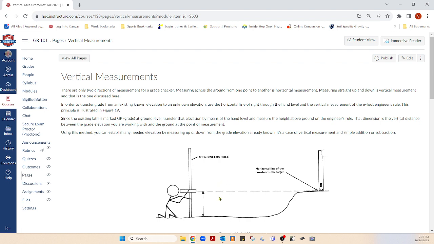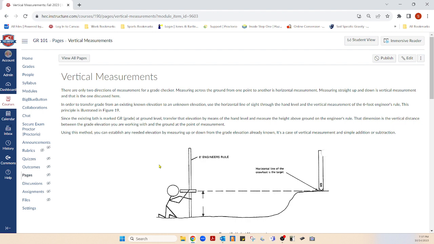Then in the next video we'll talk about the boot, the grade boot, because it usually comes into use on vertical measurements. There are only 2 directions of measurement for a grade checker: measuring across the ground horizontally from one point to another, that's the horizontal measurement, and measuring straight up and down, the vertical measurement, which is the one we're going to talk about. I'm going to continue to read, because I want to make sure I cover everything.